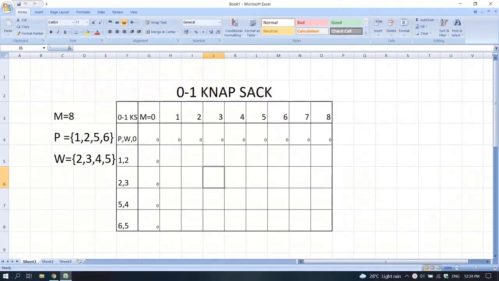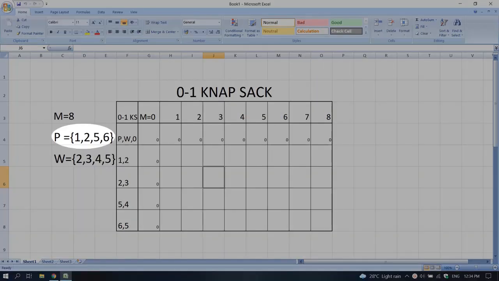So let us first understand how the 0/1 knapsack problem works. We are given a bag, a sack of capacity M, and we have certain elements. In this case, we have 4 elements with profits 1, 2, 5, 6 and weights 2, 3, 4, 5.